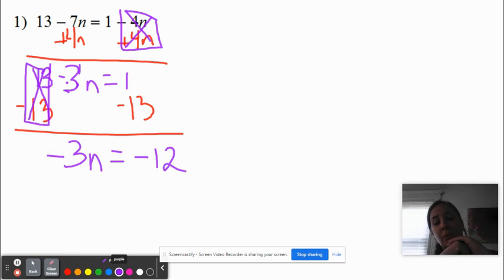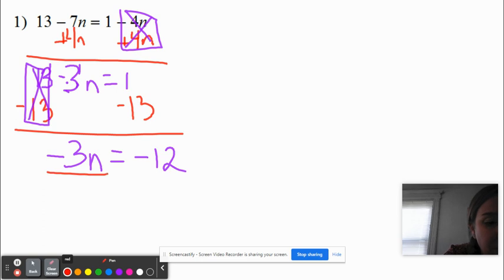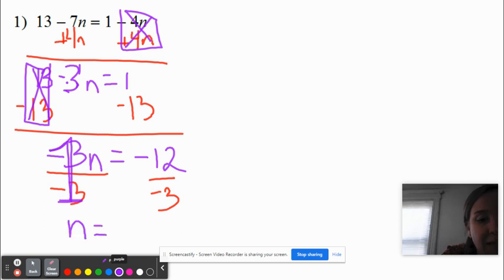So now we've brought it down to one final step. Some students really want to add 3, but you've got to ask what's happening to the variable. That is negative 3 times n. So we undo the times through division. Right? Because then negative divided by negative is positive. 3 divided by 3 is 1. So technically it's like 1n or just n. Negative 12 divided by negative 3 is 4. So when you enter your answer into Edulastic, just put 4.